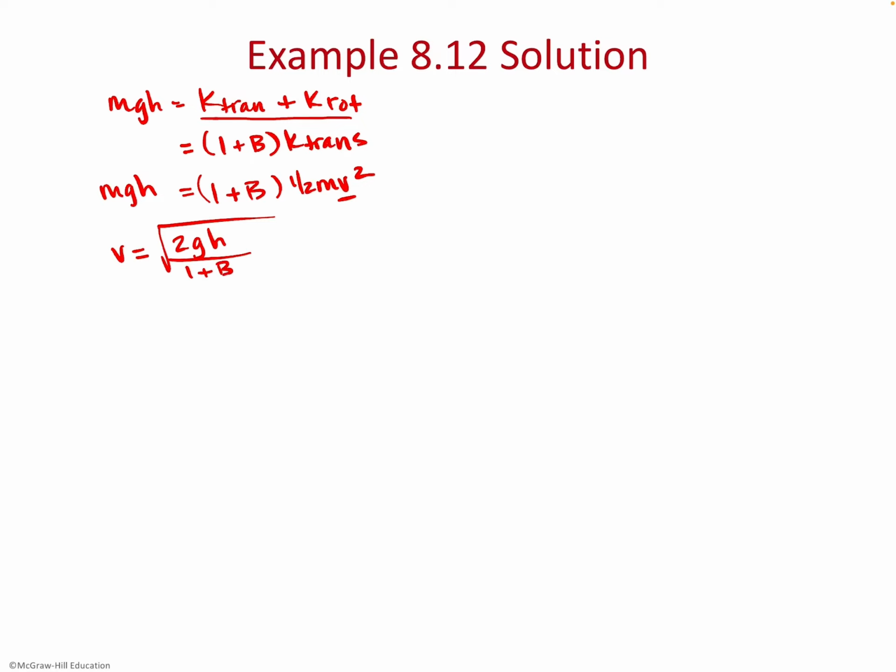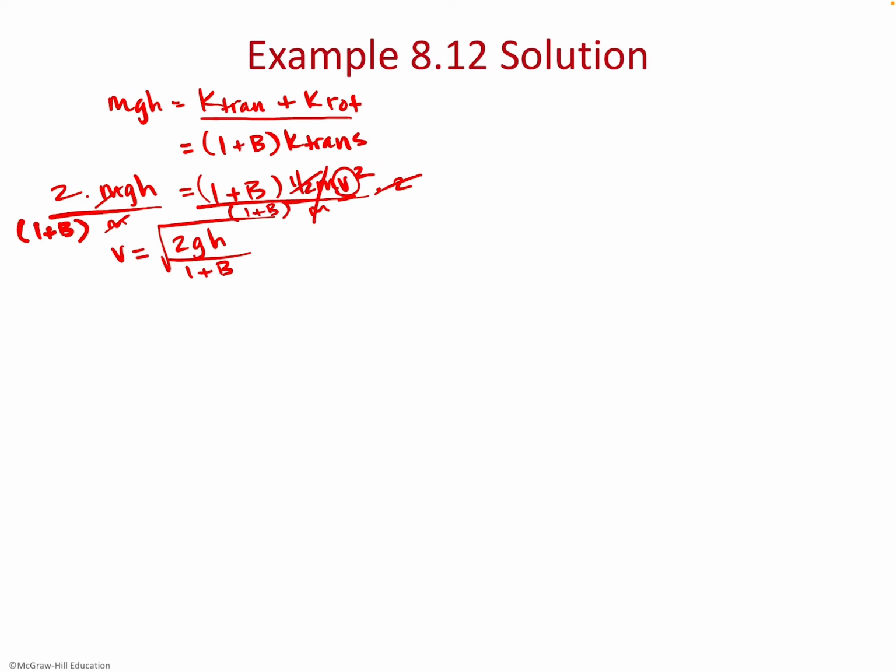So all I did was multiply both sides by 2 to get rid of that half, divide by m, which canceled that out, and then also divide both sides by 1 plus beta. And that left v by itself. Oh, and then of course you have to do the square root because it's squared.